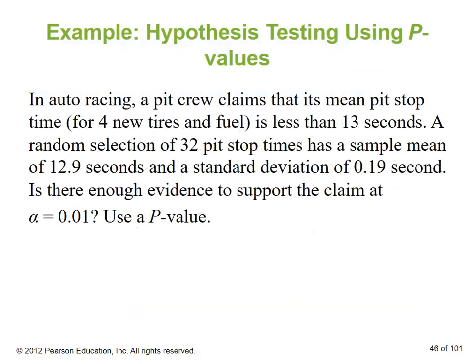It's just mind-boggling. So a pit crew claims that its mean pit stop time for 4 new tires and fuel is less than 13 seconds. Yeah, I know, crazy. A random selection of 32 pit stop times has a sample mean of 12.9 seconds and a standard deviation of 0.19 seconds. Is there enough evidence to support the claim at an alpha level of 0.01? Now, what would you think? Can we do this? You're supposed to say yes.